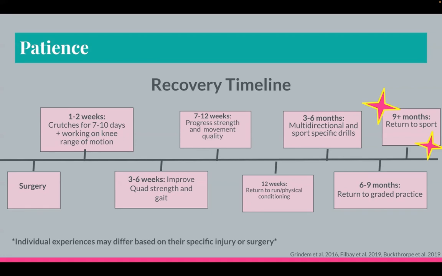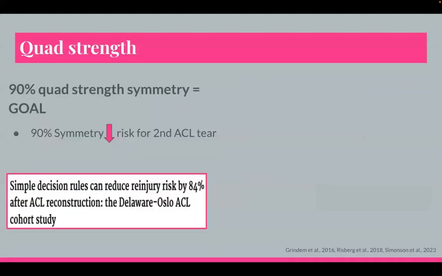The right criteria to return to sport is important, which is why the individual experiences are variable, because you need to reach certain standards to be able to return to sport. So like it says on the bottom of the slide, individual experiences may differ depending on what you look like after surgery and what your specific injury type was.